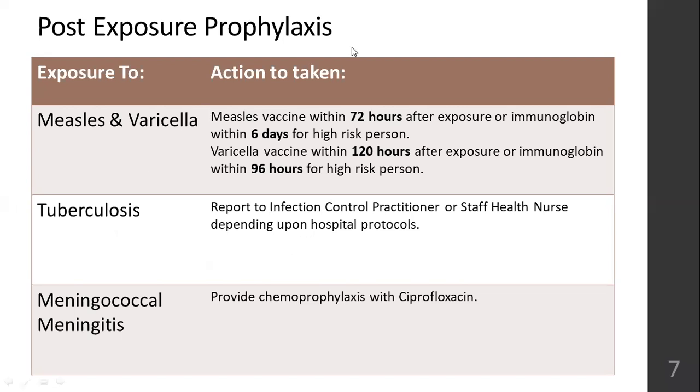Then post exposure prophylaxis for other communicable diseases like measles, varicella, that is chickenpox, tuberculosis, meningococcal meningitis. So if you have been exposed to a person who is suffering from measles, within 72 hours after being exposed, take the vaccination.